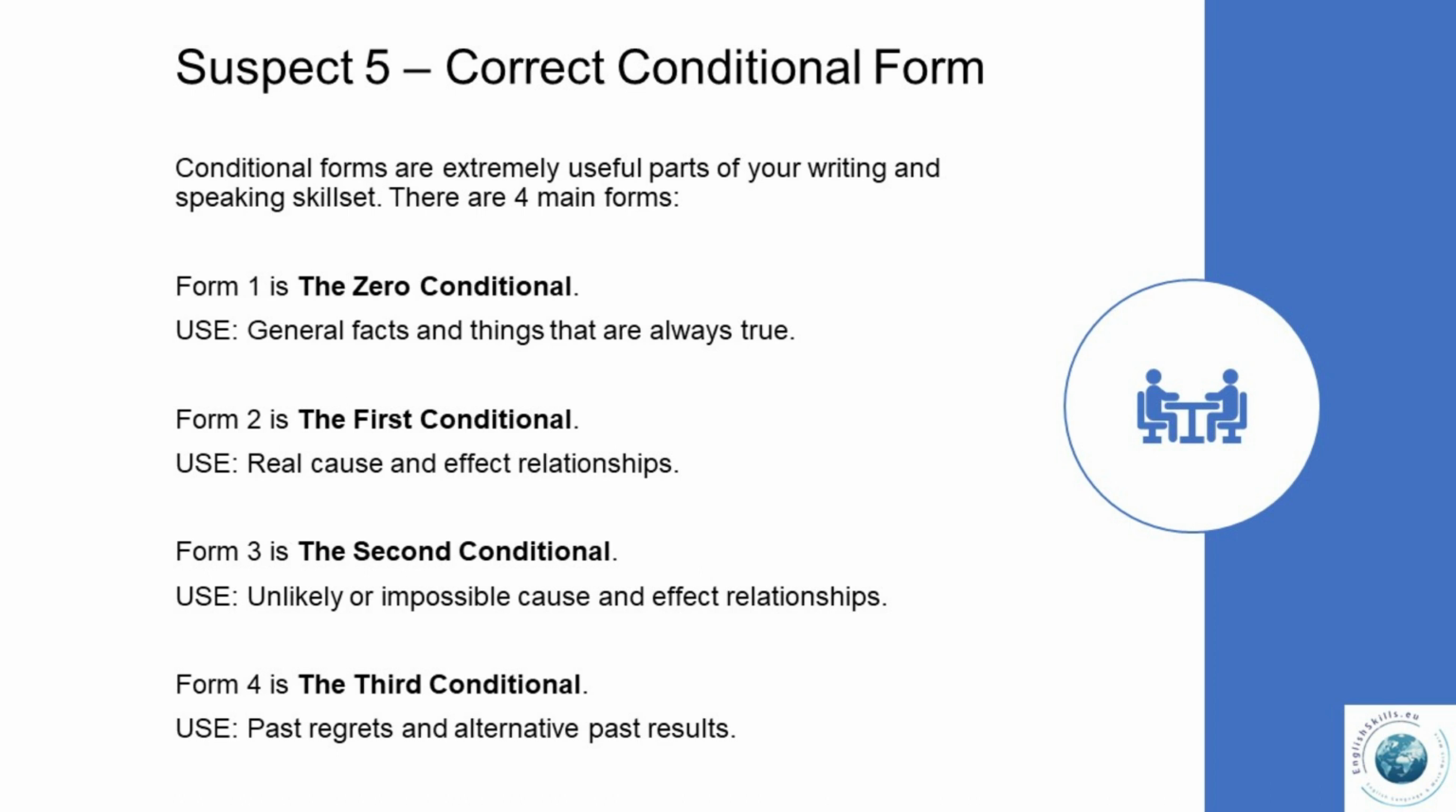Contrast that now with Form 3. The second conditional. Second conditional we use when it's an unlikely or impossible outcome, and the relationship in the causality therefore needs to be communicated using different tenses. Form 4 is the third conditional. We only use it for referring to the past in a typical conditional sentence. We talk about past regrets and alternative past results.